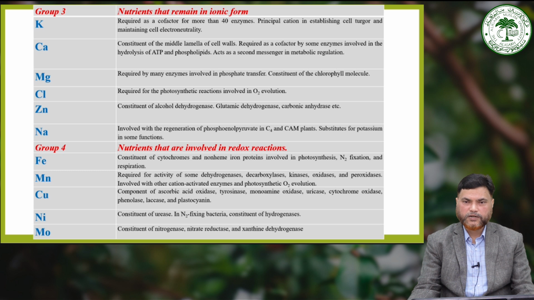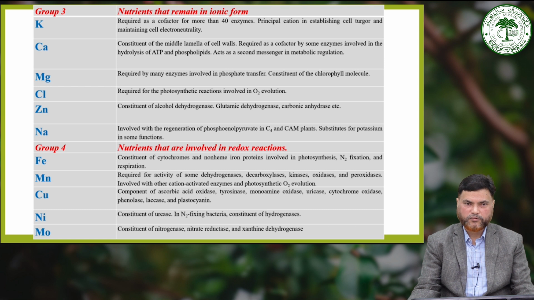Iron serves as a constituent of cytochromes and non-heme iron proteins involved in vital processes such as photosynthesis, nitrogen fixation and respiration. Manganese is basically required for the activity of various enzymes including dehydrogenases, decarboxylases, kinases, oxidases and peroxidases. In addition to this, manganese also plays a role in photosynthetic oxygen evolution.